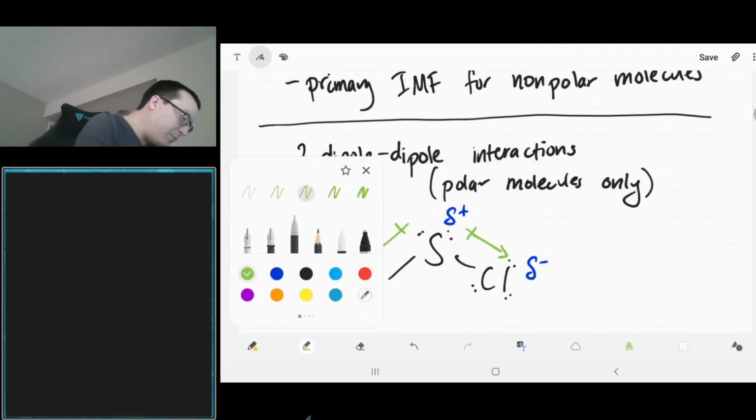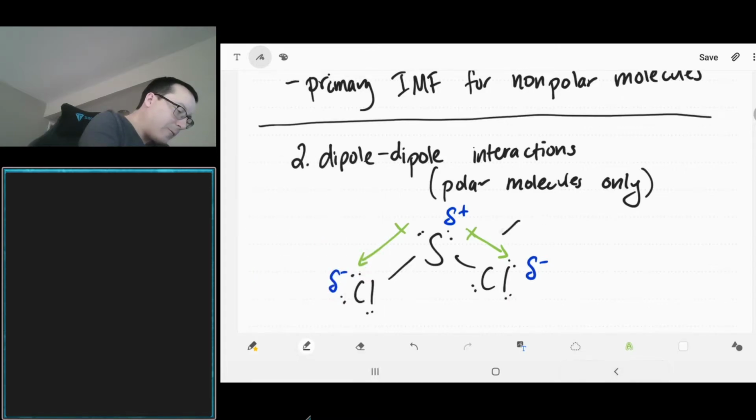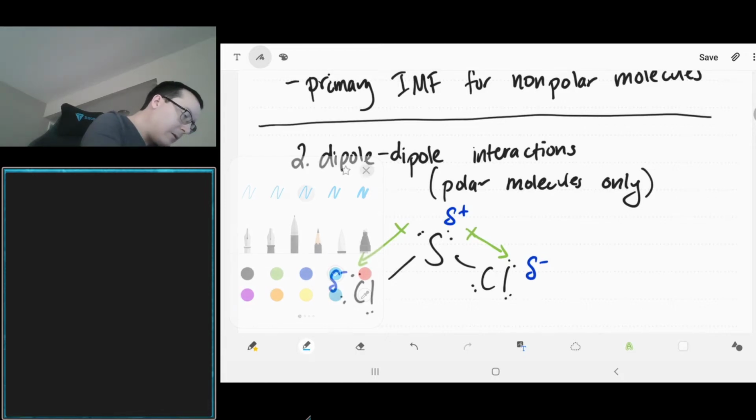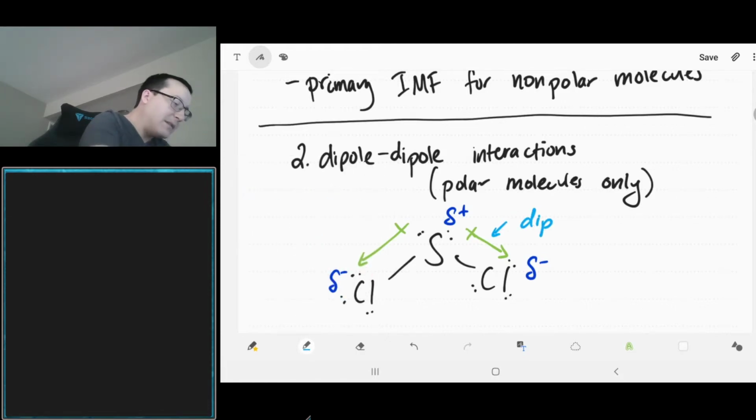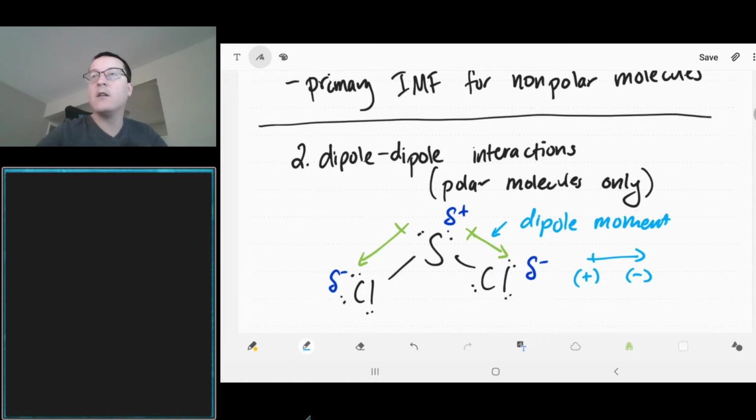Here, let me use light blue. This arrow represents what is called a dipole moment. This is the plus side, this is the negative side. The plus side has the little plus on it, basically that little notch in the arrow. And so we illustrate a dipole in this manner using the dipole moment.